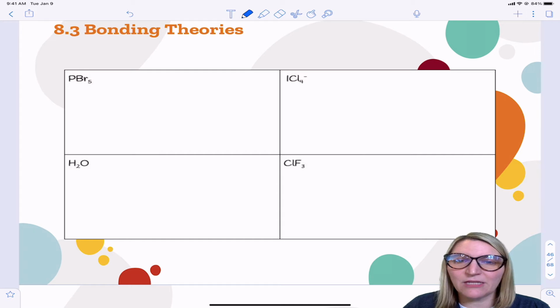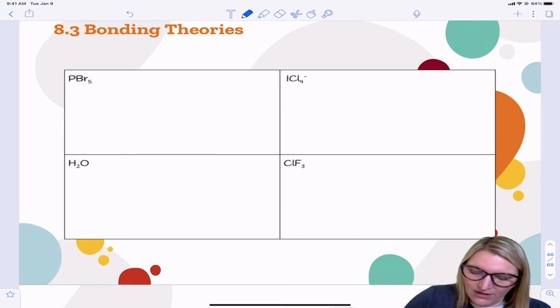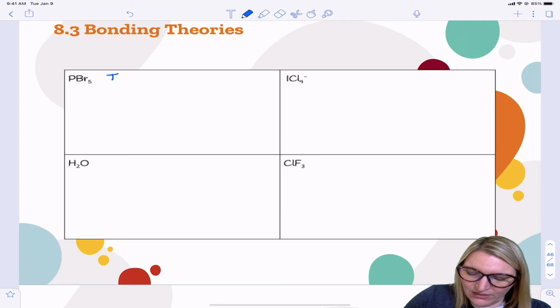Okay, I'm gonna skip ahead and just give you the answers to the 4, and then I will go through and actually do them out. This guy is 5 electron domains, no lone pairs. So he is trigonal bipyramidal.